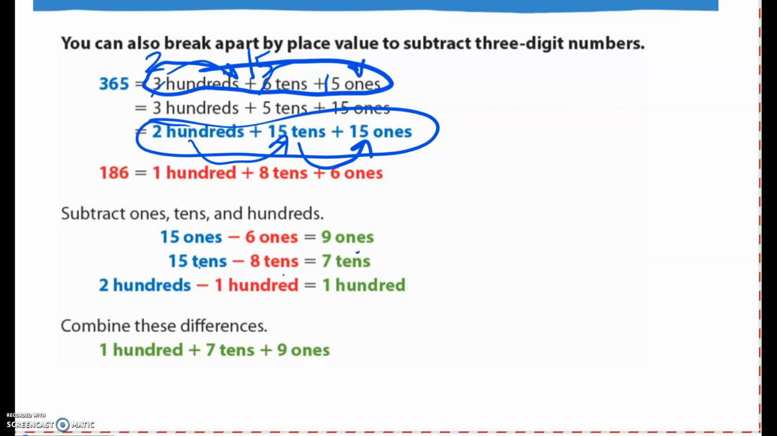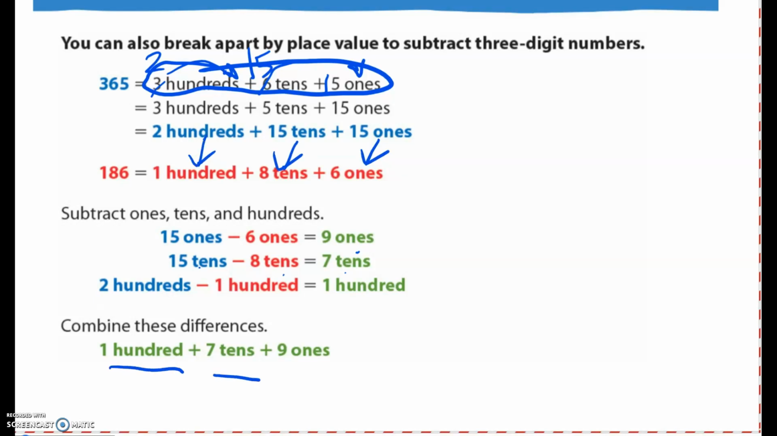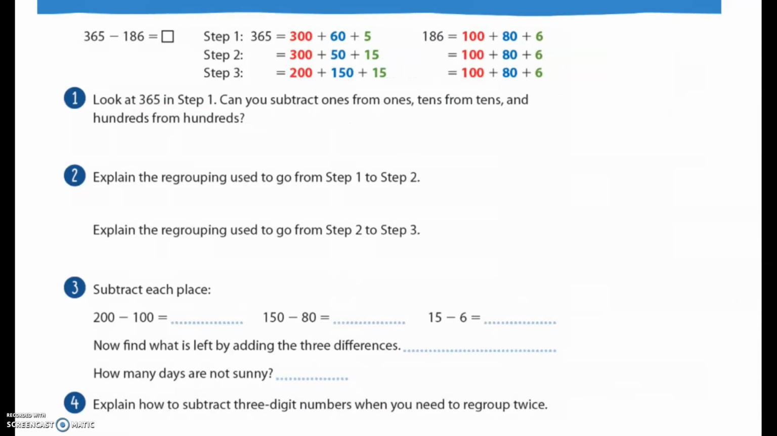15 tens subtract 8 tens is 7 tens. And if you look, I'm just subtracting right here. 15 subtract 6. 15 subtract 8 is 7, and 2 subtract 1 is 1. Then we have 100, 7 tens, 9 ones, which is 179. If I'm going too fast or if you need to watch something again, just go back and watch it again. Okay, so now on this page, we are looking at the steps and we're answering some questions about it.